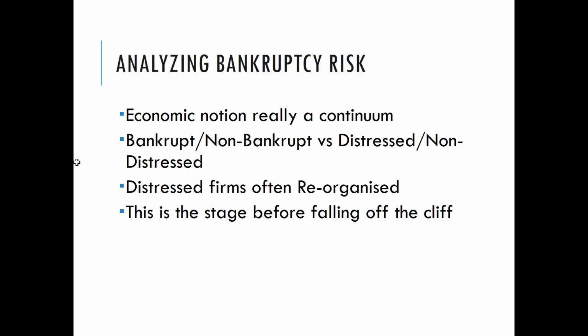And what bankruptcy prediction models tend to do is that they try to predict the stage before falling off the cliff. So we tend to try to find the probability of default 1 year before default happens. So we're not trying to predict whether the firm is already going to be bankrupt. We're trying to predict whether the firm is going to go bankrupt next year. So we're always trying to look about a year in advance.